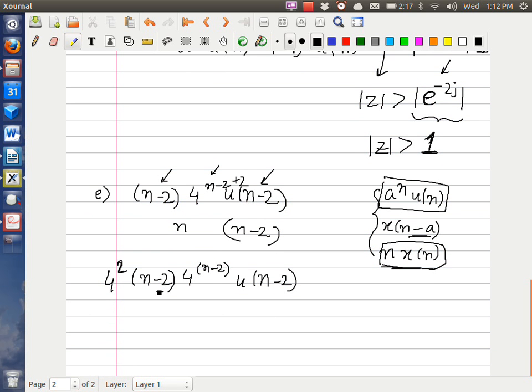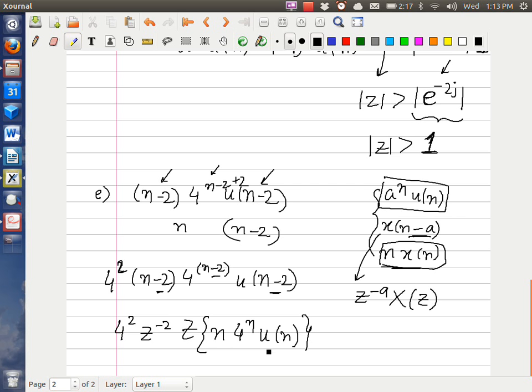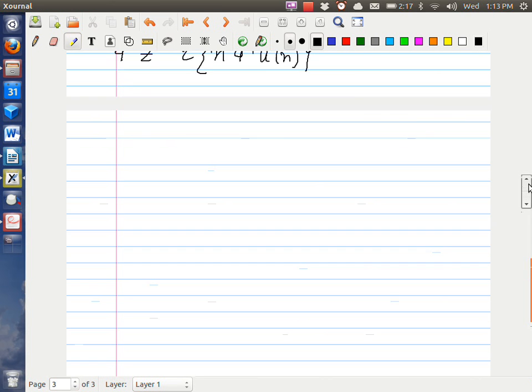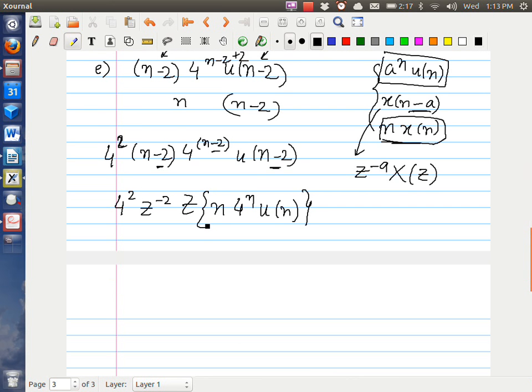So because of this shift of minus 2, this means it's z to the minus a, the z transform of the rest of the thing of x. So here it's going to mean 4 square z to the negative 2, and then the z transform of the rest of the thing, like without the shift. So it's n 4 to the n u of n. And then you continue from here. You see it's n times something.